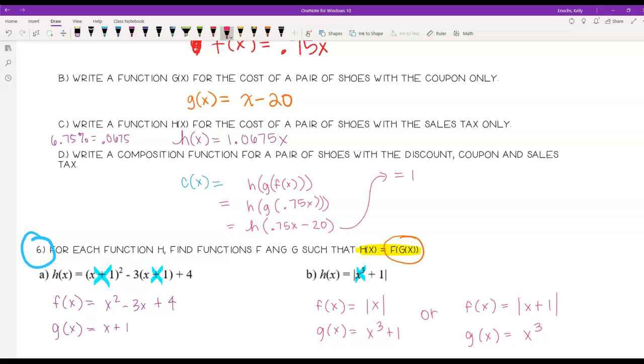So that tells me that I'm going to do 1.0675 times (0.75x minus 20). And that's my composed function for the total cost of that amount. If you want to simplify that further, we're going to distribute, and I end up with 0.800625x minus 21.35. So there's your simplified version.